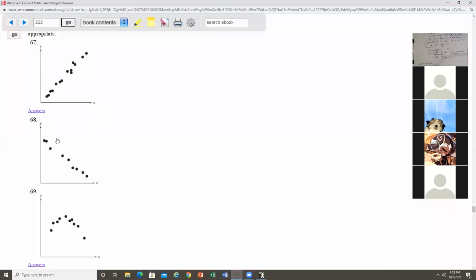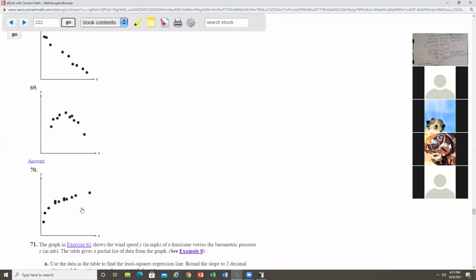So it looks like 67 and 68's data set would definitely warrant that we would conduct linear regression to try to model it. But 69 and 70 look like we would have to use some sort of a nonlinear regression to try to model these curve type constructs with these points.